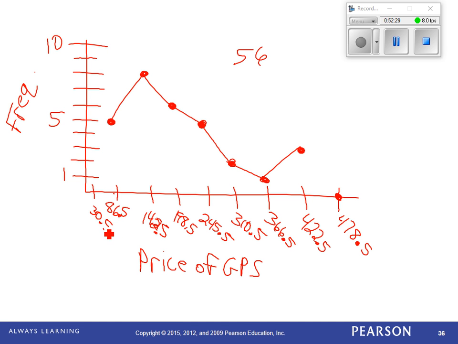30.5. How many did we have selling for $30.50? We connect those. Now we have something that's closed in here. That's our frequency polygon.